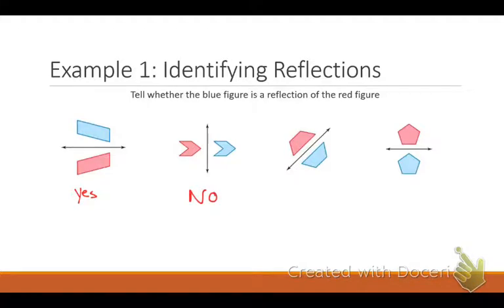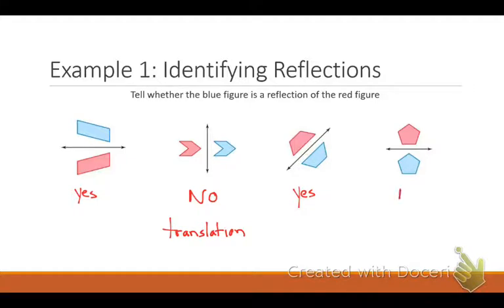It's a translation because it slides across the line of reflection. It's not actually flipping. So bonus points if you recognize it's a translation. Okay? All right, what about this next one? Yes, it is. And again, because I can see that the long side is still facing the line of reflection. Okay, so yes.